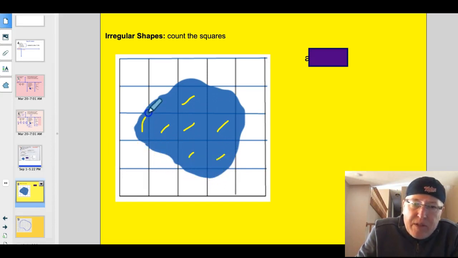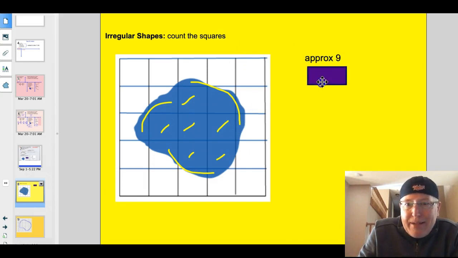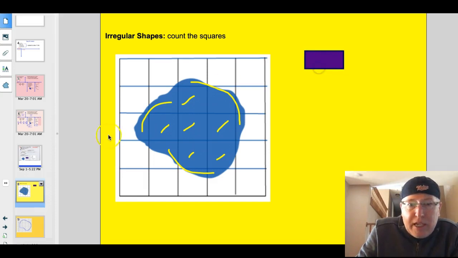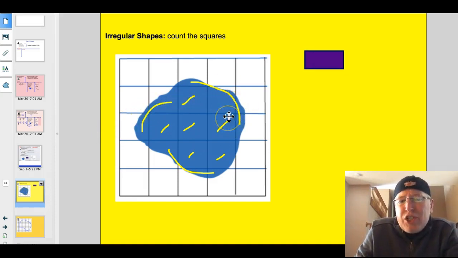And then this would maybe be 7. This would maybe be 8, these ones here. And then maybe all of these guys together might make 9. So I'm going to estimate this one to be about 9, approximately 9. It looks like a weather map. A front is moving in here. Sorry. So you can just count them like that. That's one method you can do.